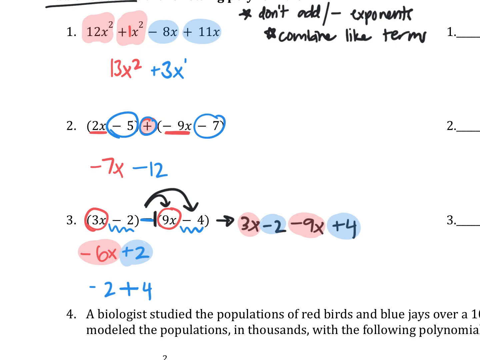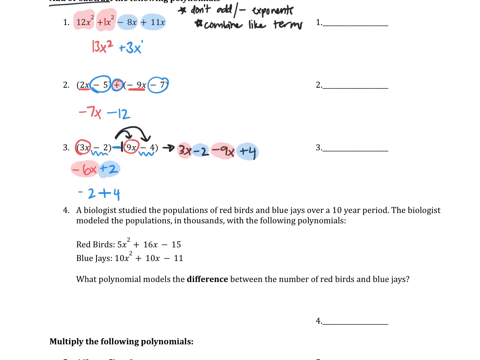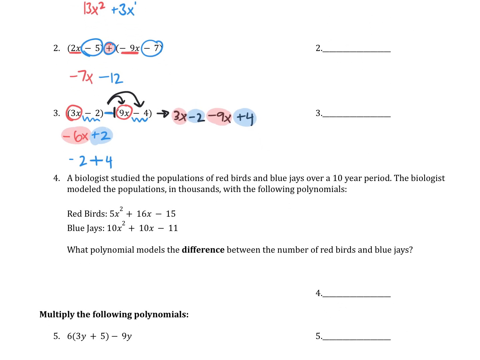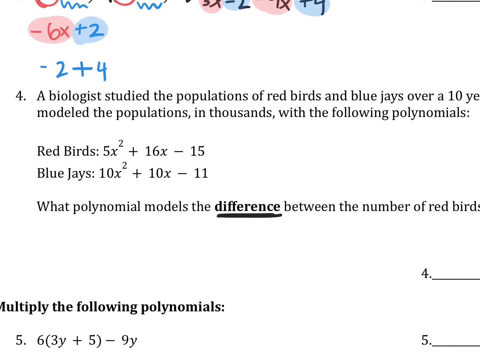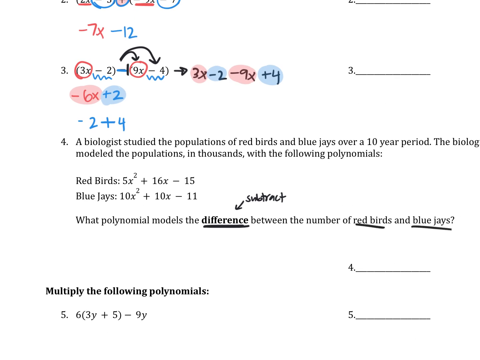So either way works. Number 4, if we read it, it says a biologist studied the populations of redbirds and blue jays over a 10-year period. The biologist modeled the populations in thousands with the following polynomials. What polynomial models the difference between the number of redbirds and blue jays? So difference would mean to subtract. Okay, so we're using the operation of subtraction, and we're taking away the redbirds from the blue jays.